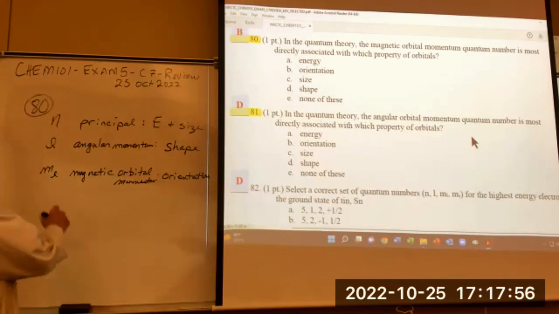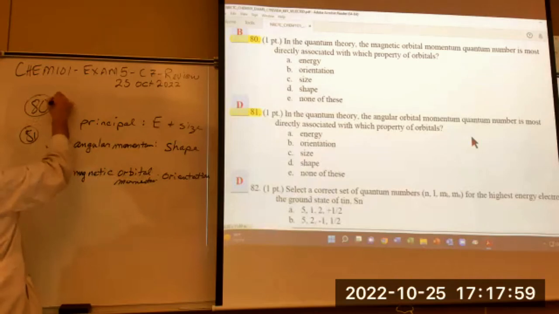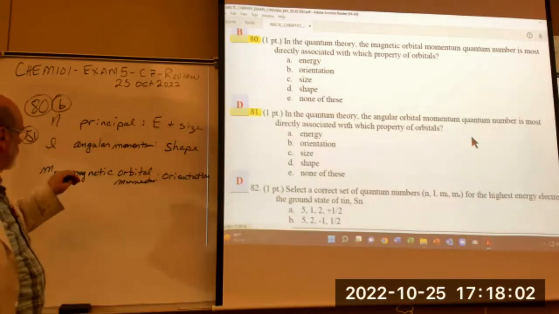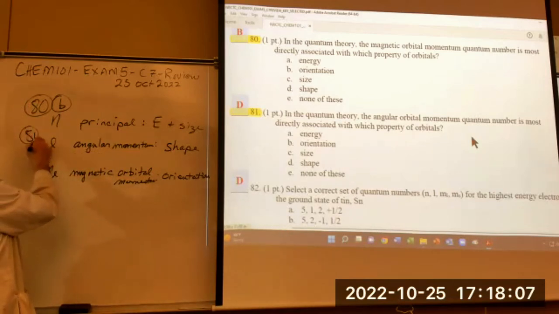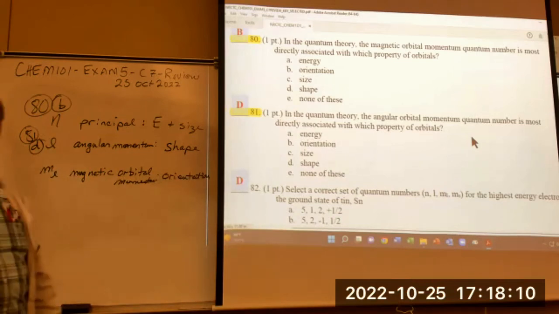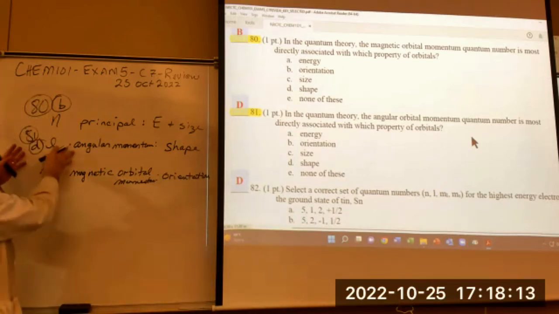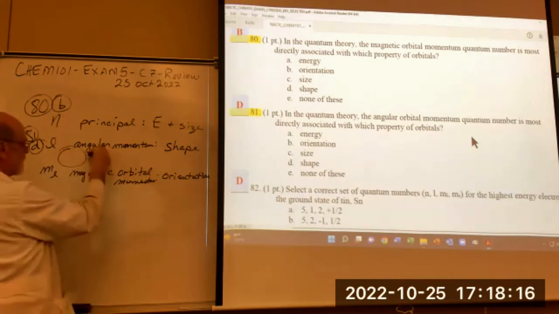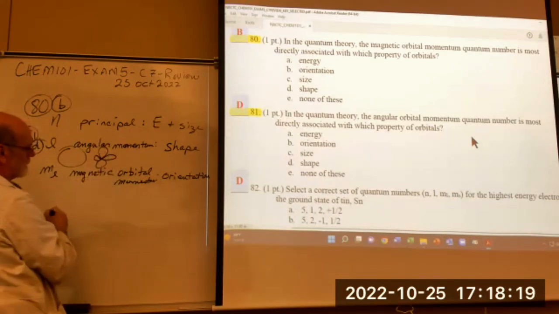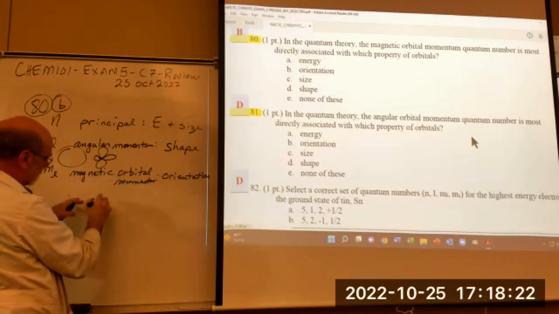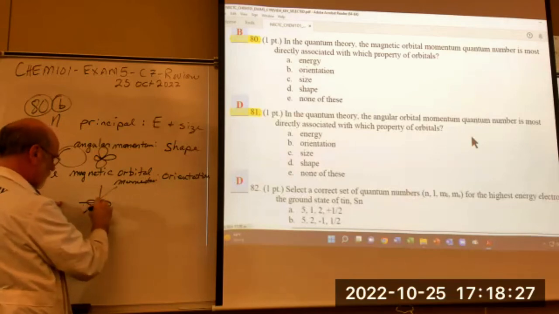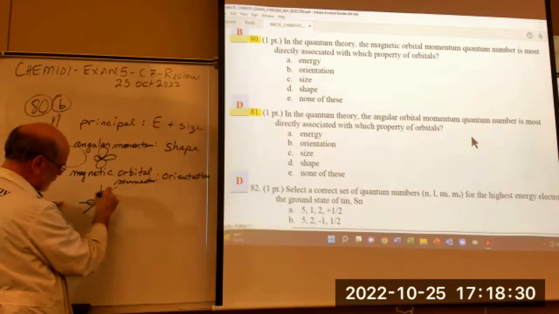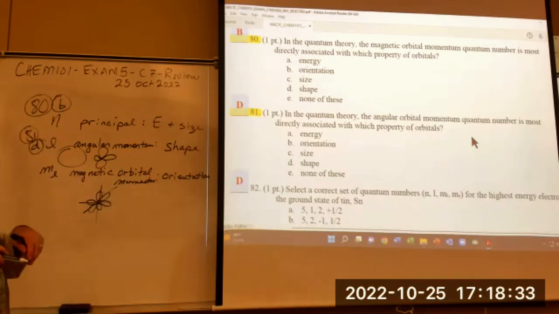Okay? For 81, we're talking about angular orbital momentum here. And that is shape, D. So you would think of this one as either spherical or maybe dumbbell shaped. And then the orientation here would tell you that these dumbbells are either this way or this way or this way on the three different axes. That's the easiest one to visualize.